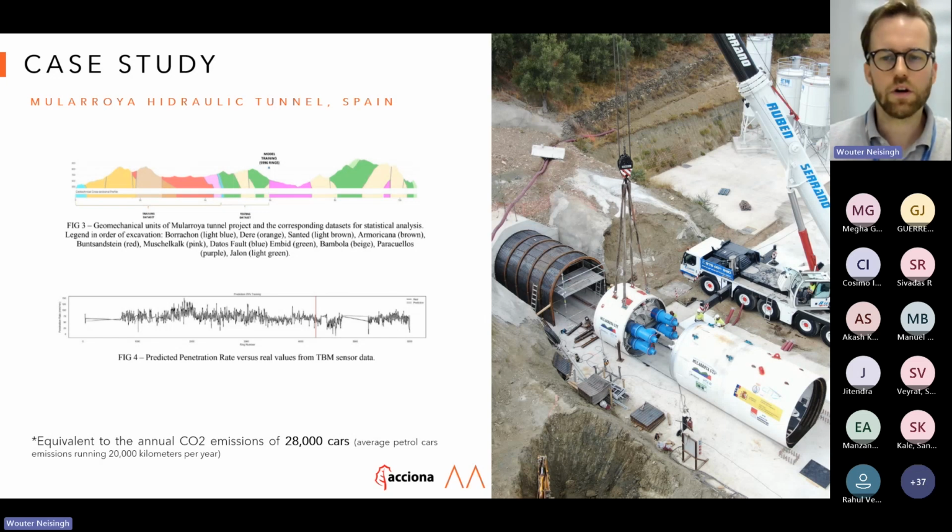So the starting point to train the model was about 6,000 rings worth of data. 75% of that data was used in the data set, and 25% was used to test the model against data never seen by the model.